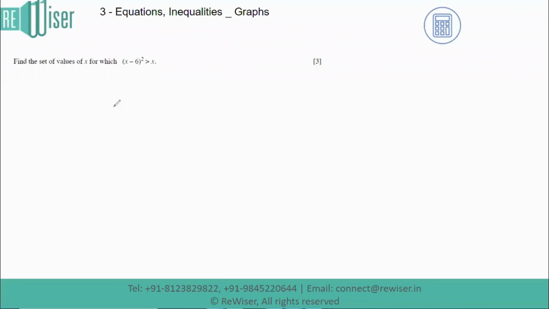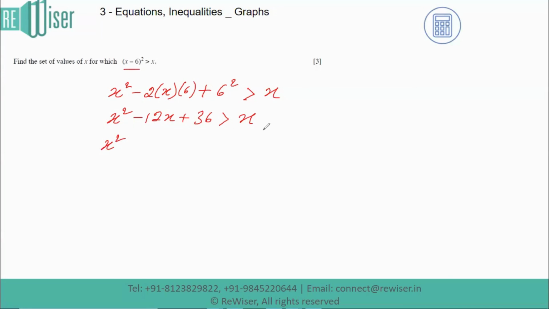In order to solve this inequality, the first thing we should do is think about expanding this. So (a − b) whole square is nothing but a square minus 2ab plus b square, which is greater than x. Then when I simplify this, it is going to be x square minus 12x plus 36 is greater than x. And when I take x to the left hand side, it's going to be x square minus 12x minus x, which would be minus 13x plus 36.